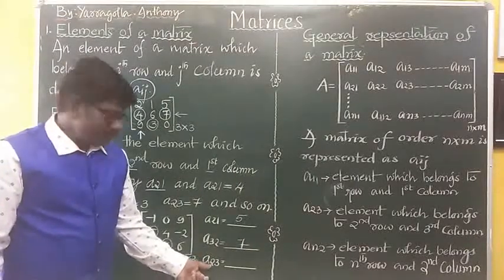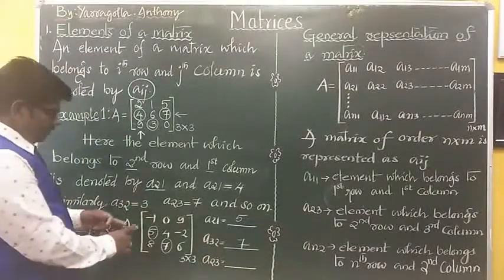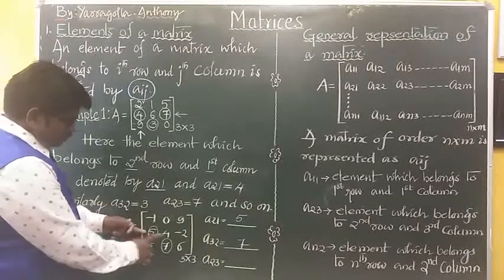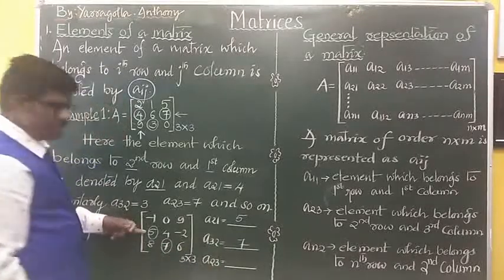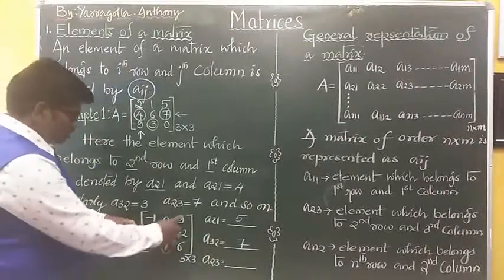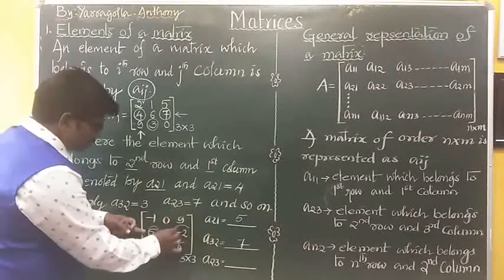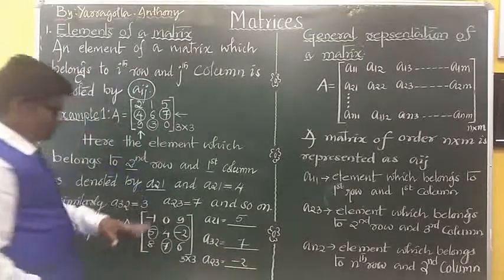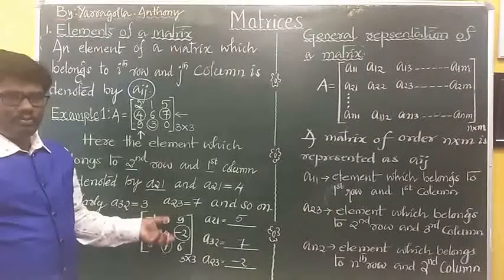Next, the element A23. That means the element which belongs to the second row, third column. So again, I will count the rows and columns. First row, second row. That means this is the row which we wanted. And this time I want the third column: first column, second column, third column. That means the number which we want is -2. So this is how you are going to find the elements which will be asked.